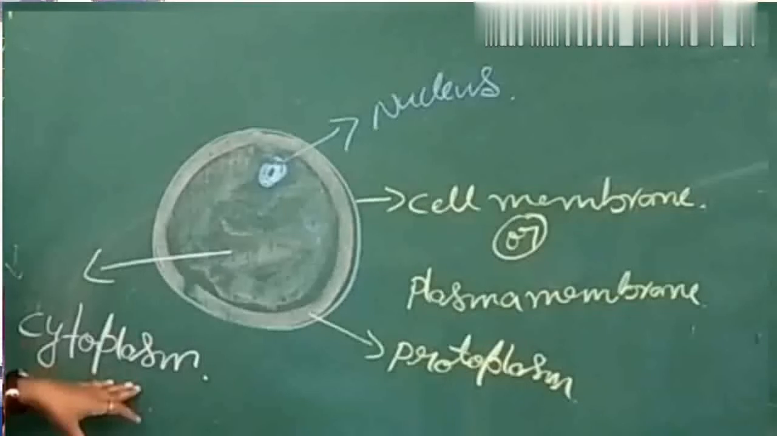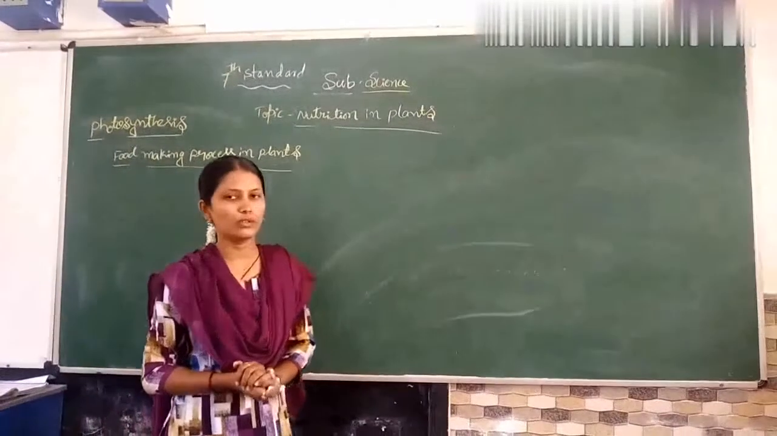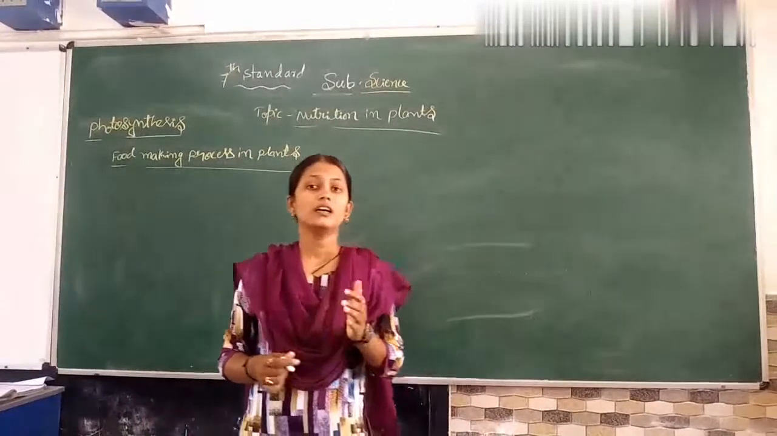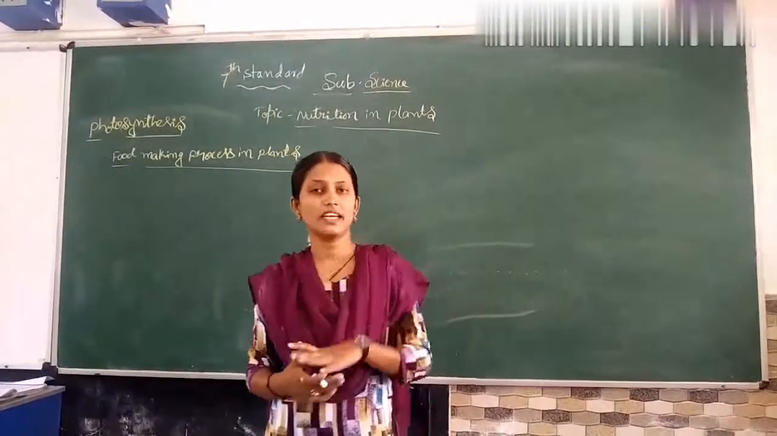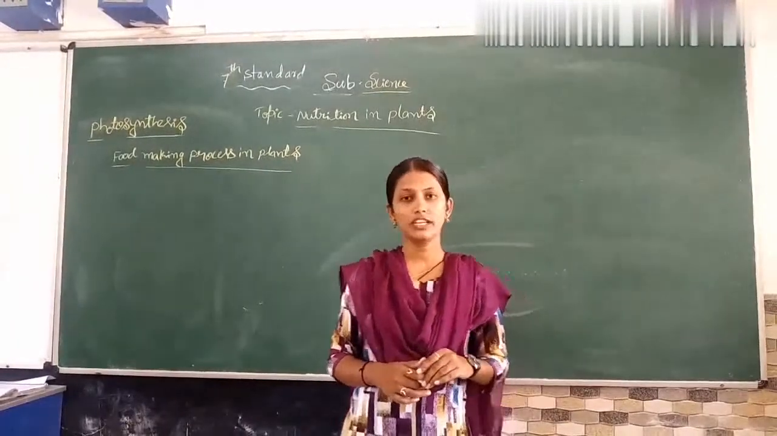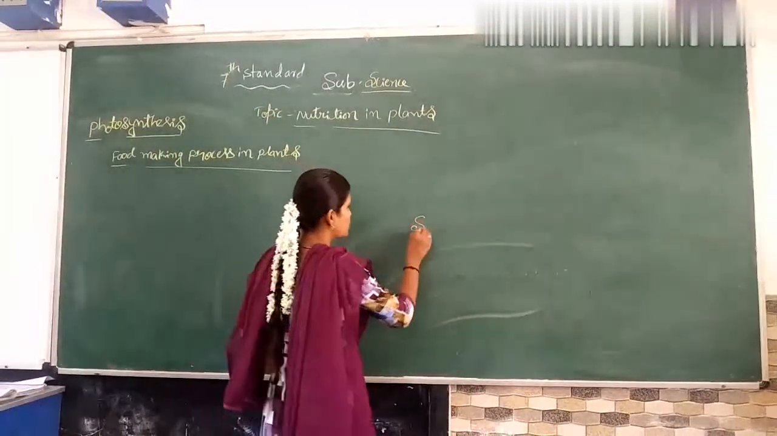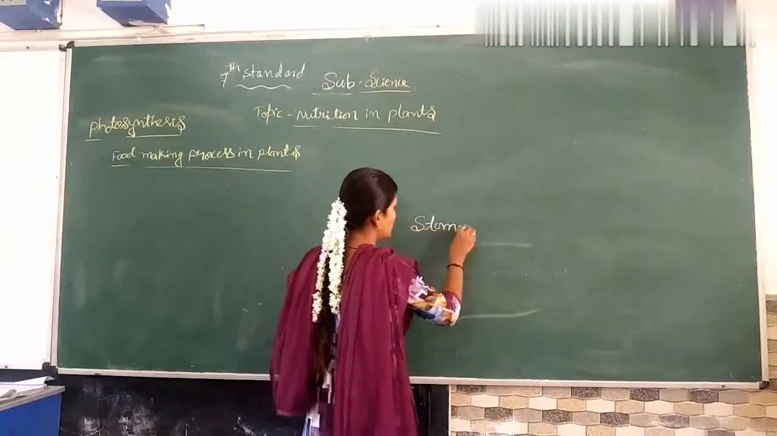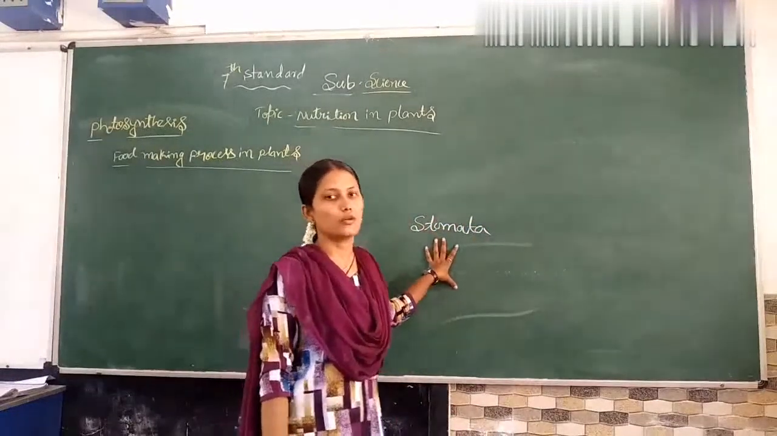So regarding the cell organelles, you can learn in higher classes. Here we have learned that the gas carbon dioxide present in the air moves into the leaves through tiny pores. These tiny pores are called the stomata. Carbon dioxide enters through the leaves by the stomata.